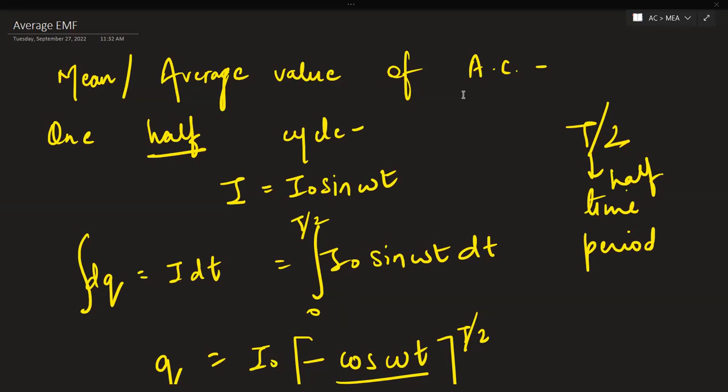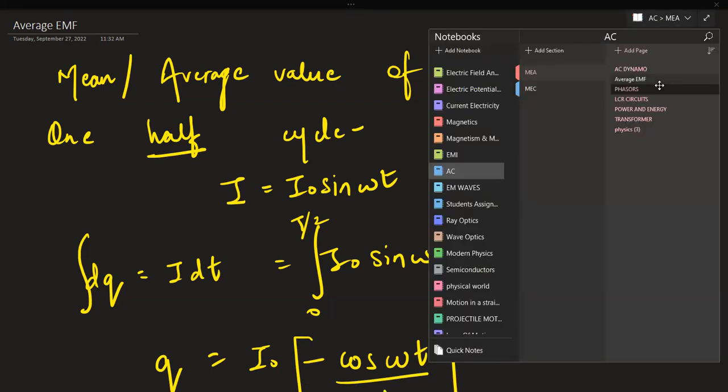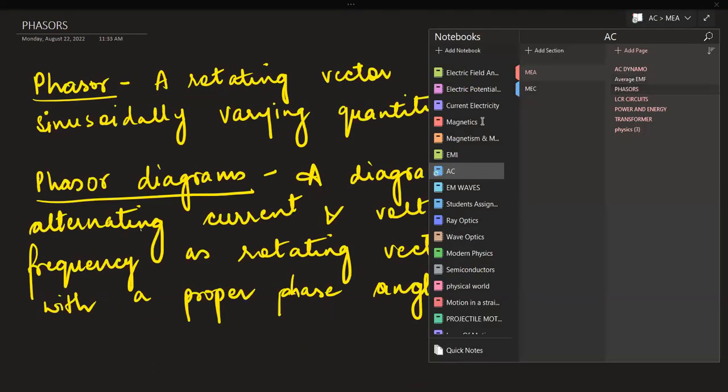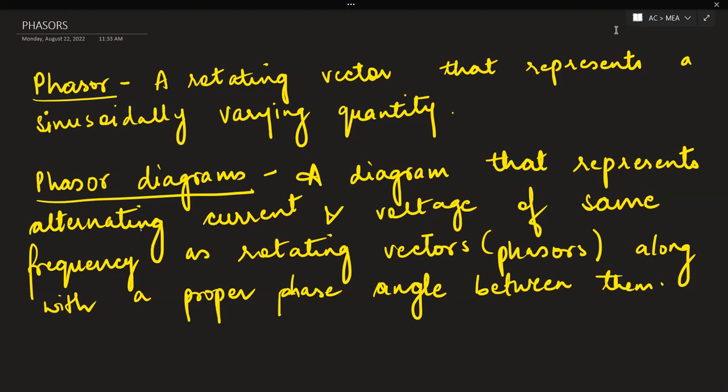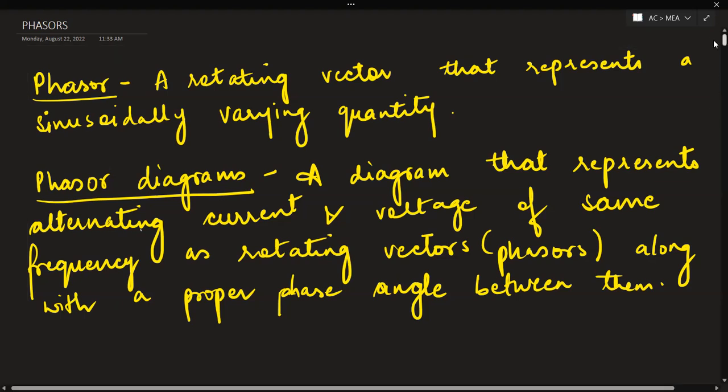Okay, class. So in the last class, we had completed with the average and mean value of alternating current. Let's start with phasors. This is one of the very important topics, and this is the core part of your AC circuit. When you understand this, then automatically you'll be able to do the LCR circuit, and maximum part of this lesson will be covered. See what is meant by phasor and what is meant by a phasor diagram. Phasors you have to understand.